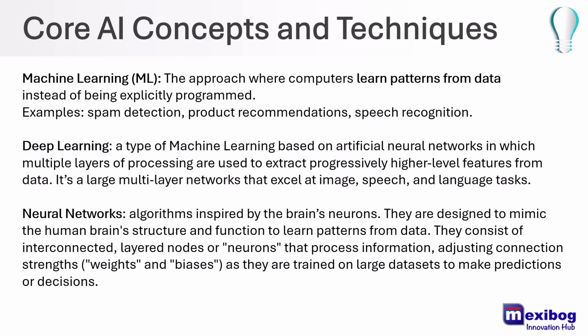Then there's deep learning. Deep learning is a higher level of machine learning, a deeper level of machine learning. The algorithms are more intense than the normal machine learning. So with that, it's like multi-layer networks, and it's able to do more tasks. And that's why it excels at image, speech, and language tasks. So it's a deeper learning. That's why we call it deep learning.